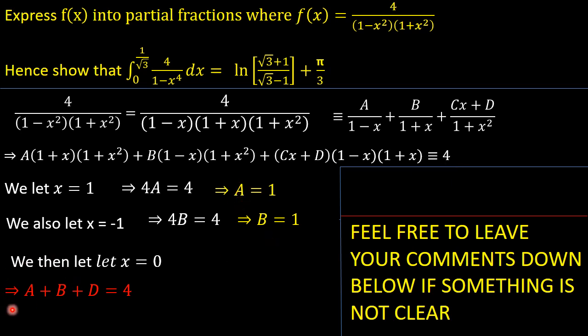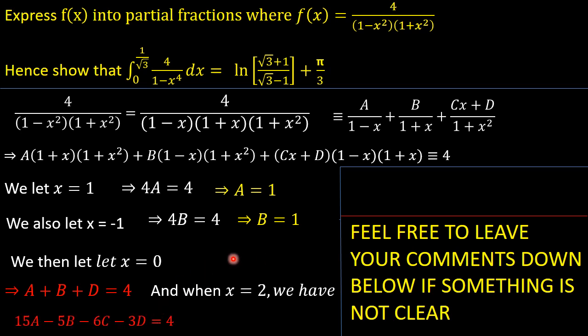I know the values of a and b. So if I simply plug in my 1 here and 1 here, I'm going to have 1 plus 1, which gives me 2. Carry it to the right hand side, I'm going to have 4 minus 2. That therefore means that my d is simply going to give me 2.